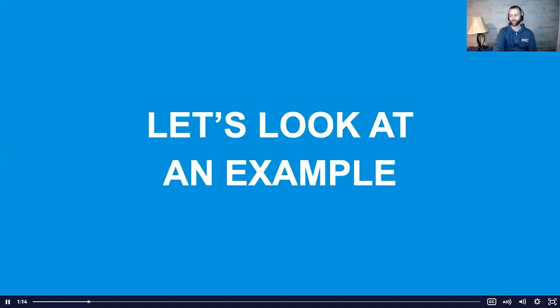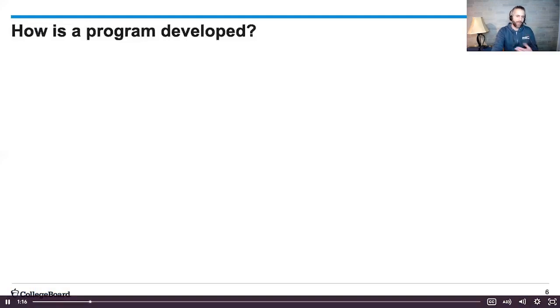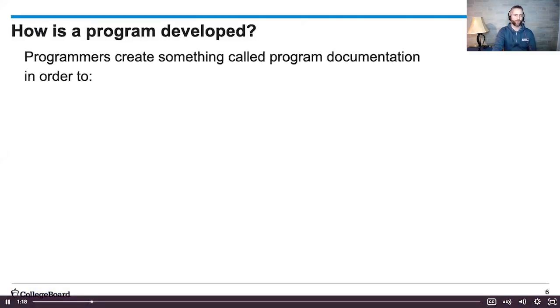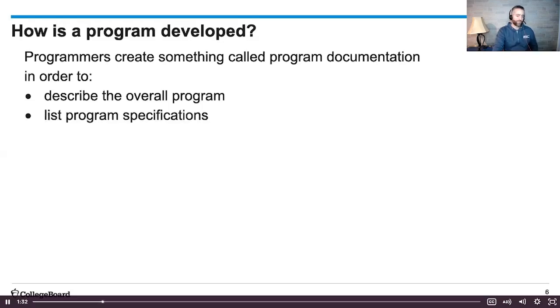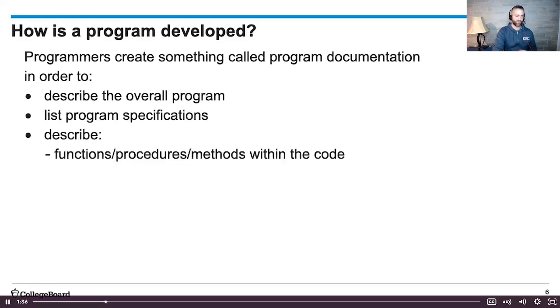So let's look at some examples. Once again, we're getting at how is a program developed? Well, programmers create something called program documentation in order to describe the overall program. In this documentation, they're going to say, hey, this is what the program is, this is what it does, this is what it's all about. Also, to list the program specifications, which are going to describe the functions, procedures, methods within the code.